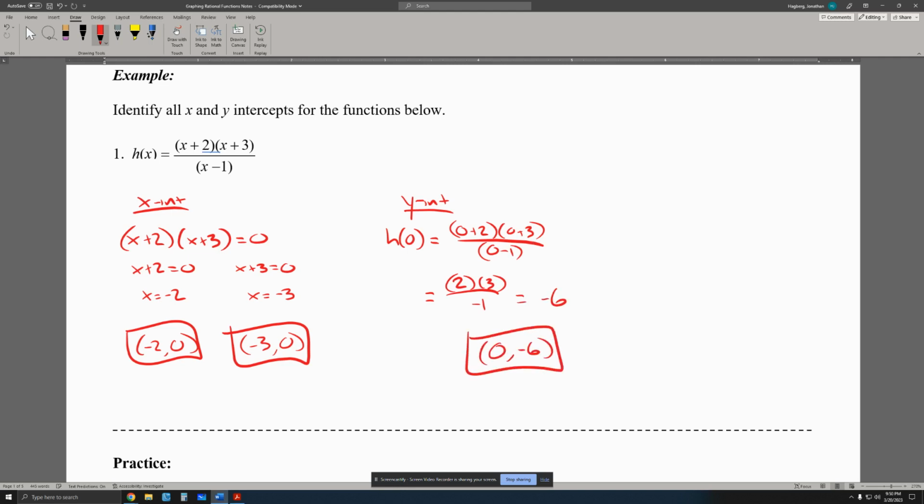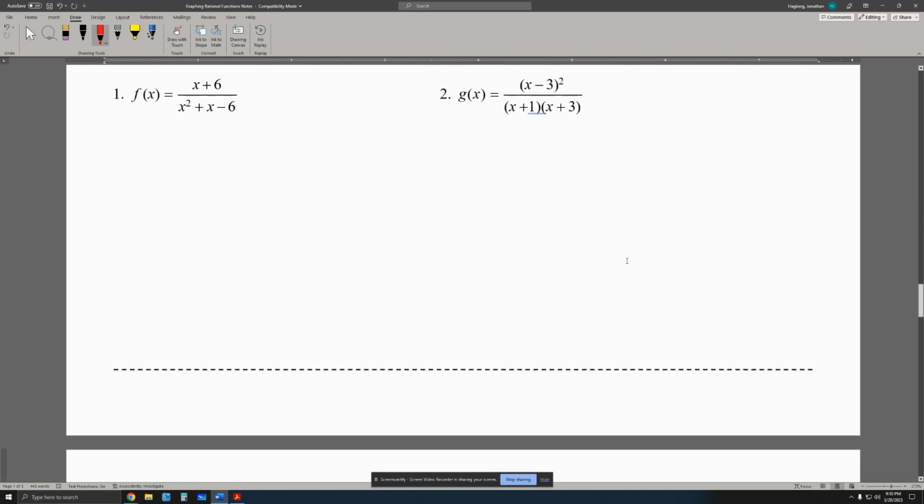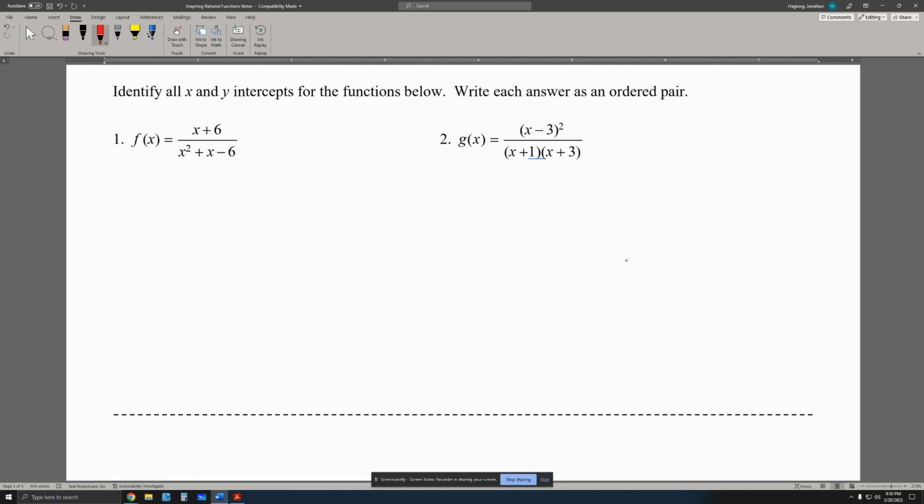So as an ordered pair, our y-intercept is (0, -6). Let's get some practice. f(x) here, we're going to start with x-intercepts. So here we have where the numerator x + 6 equals 0. So we get x = -6. So our x-intercept is (-6, 0).